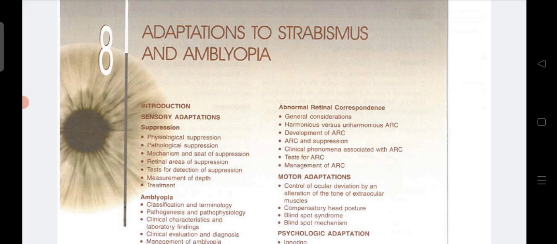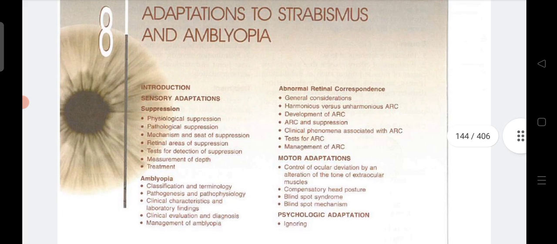Sensory adaptations may be suppression, amblyopia, or abnormal retinal correspondence. I'll just discuss in very short detail. Suppression means, suppose one eye is having very good vision. Suppose my right eye is having very good vision, my left eye is having very poor vision. So my brain will take into account the vision of my right eye. The bad eye's vision will be neglected by the brain in course of time. So that's how it will give rise to lazy eye.